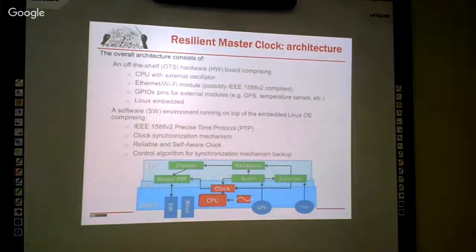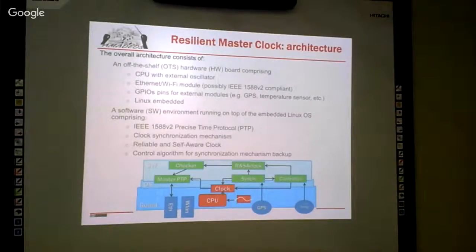This is the overall architecture of this prototype. It's an off-the-shelf hardware board. There's a CPU with an external oscillator, Ethernet modules, GPIO pins for external sensors, and embedded Linux. In software, there's the code for the PTP, the clock synchronization and adjustment mechanism, the reliable and self-aware clock, which is the set of corrections that we said, and the control mechanism for the backup. So here you see more or less the architecture.